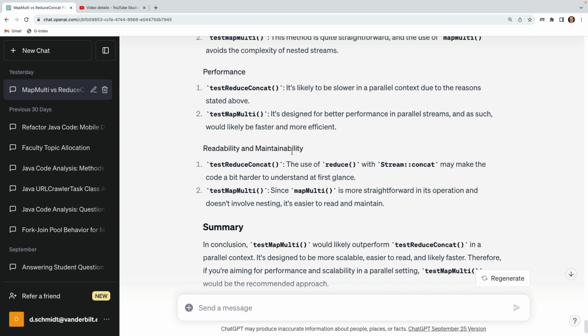And then it talks about readability and maintainability. These are also things I didn't really ask it about, but it tells me those things anyway, and I think I probably agree with that. So its conclusion is testMapMulti would likely outperform testReducedConcat, which it does in a parallel context. It's also more scalable, easier to read, and likely faster, and therefore finishes up with its recommendation. If you're going for performance and scalability and also readability and lower complexity, testMapMulti is the one to go with. So I thought that was really, really cool, and it was able to ferret that out.